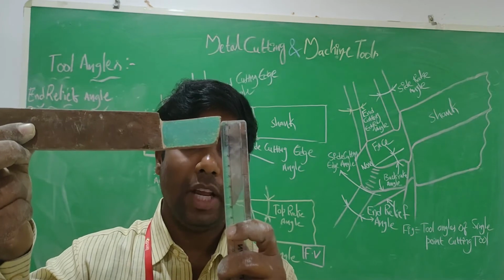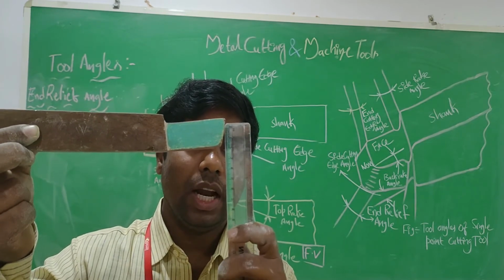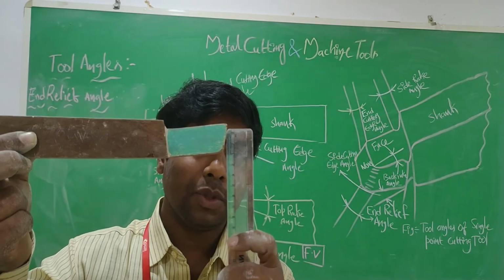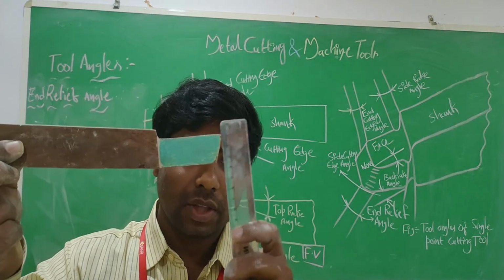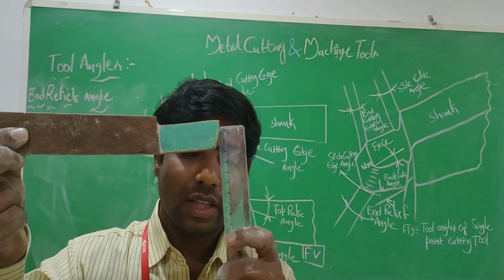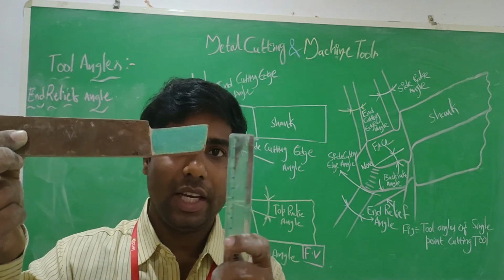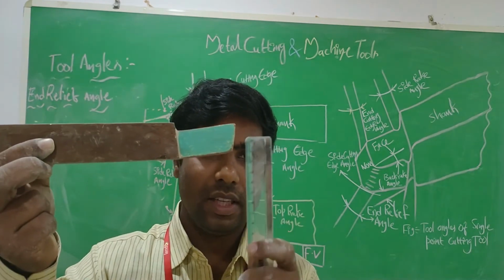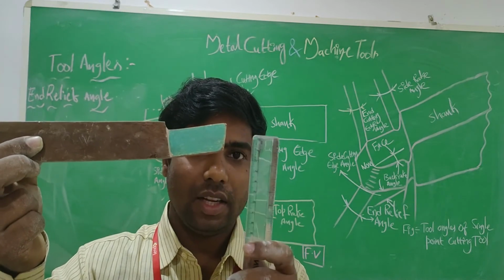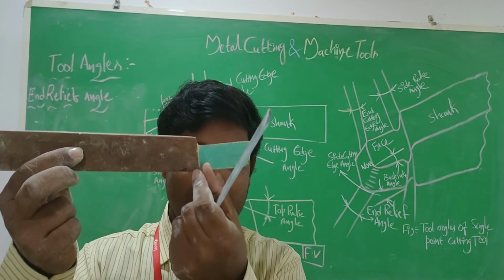One more time, the angle between the plane perpendicular to the base of the tool and the front portion of the flank immediately adjacent to the cutting edge is called the end relief angle. So where is the side relief angle? We will see where the side relief angle is.